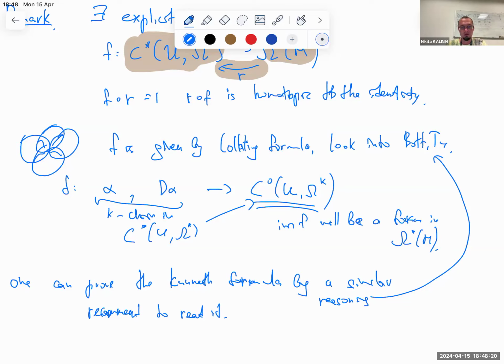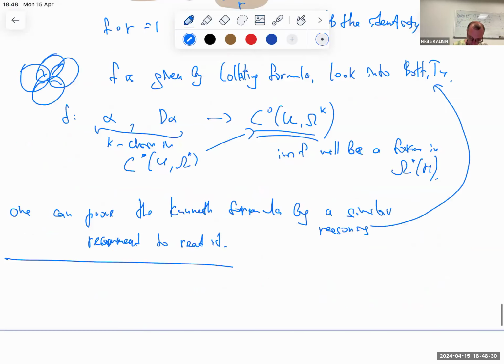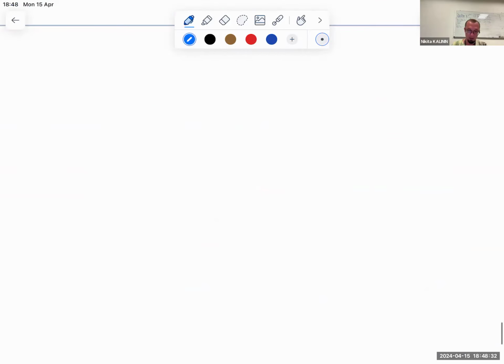Okay, but so what we do, we go to the Czech cohomology for arbitrary presheaf. So now, that's the end of the topic about Czech cohomology for differential forms. Now the next chapter: presheaves and Czech cohomology.